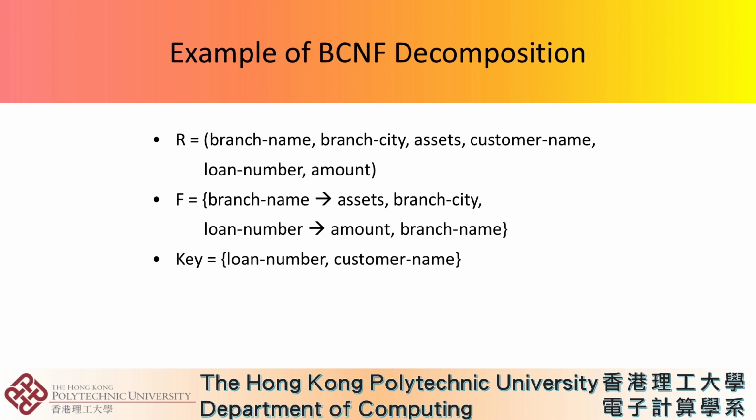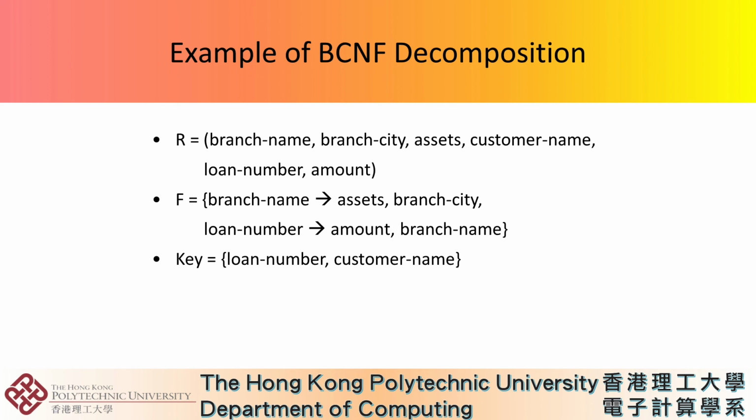This is an example of BCNF decomposition. Let R be the relation schema. Branch name, branch city, assets, customer name, loan number, and amount are the attributes of R. The functional dependencies of R are: branch name functionally determines assets and branch city, and loan number functionally determines amount and branch name. The keys for R are loan number and customer name.